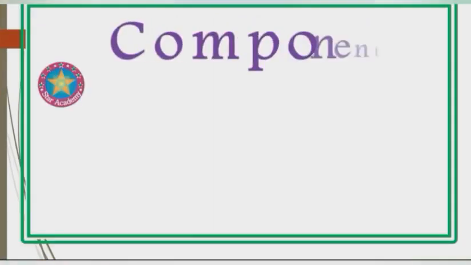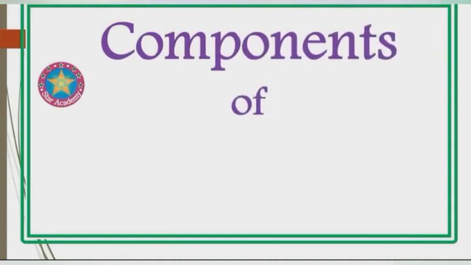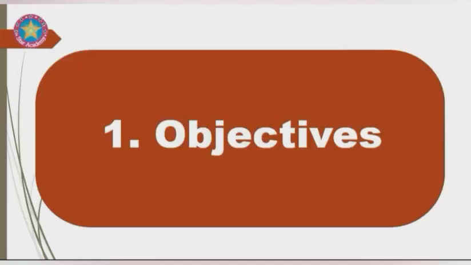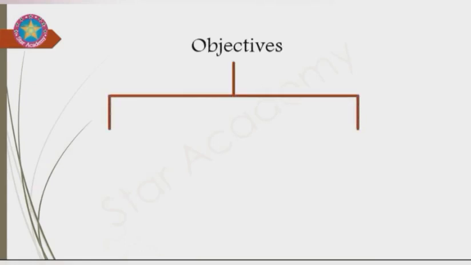The topic of today's video lesson is components of a lesson plan. The first component of a lesson plan is objective. We have two types of objectives. These are general objectives and specific objectives.